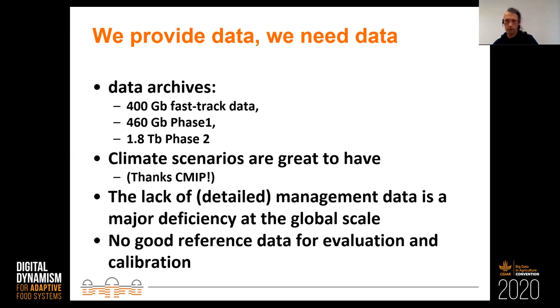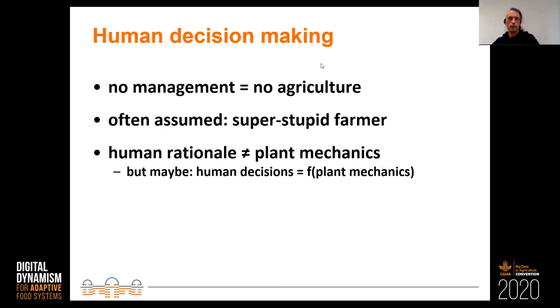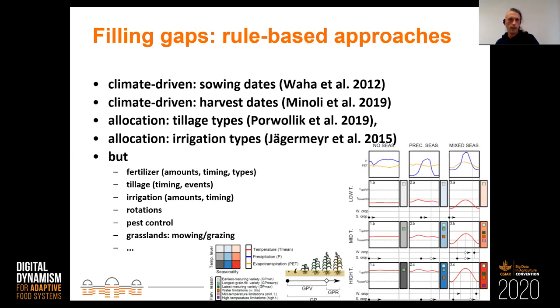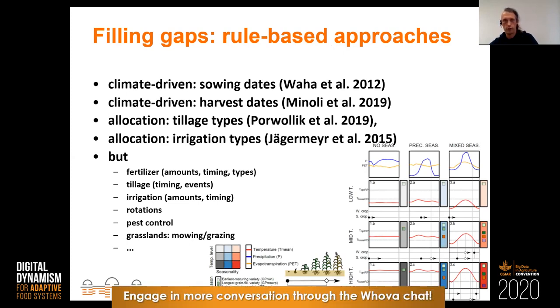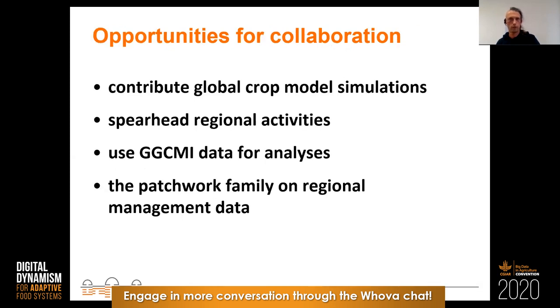And Jawoo, maybe we need to exchange a few emails on that later on. So we need to expand crop models by adding human decision making, either in the model or outside the model. And if there's no management, there's no agriculture. And so we have been trying to fill this gap with rule-based approaches on sowing dates, on harvest dates, on where to find which tillage type, irrigation types. But there are many more aspects that need to be addressed: fertilizer, irrigation amounts, the timing of things, grassland management, pest control, you name it.